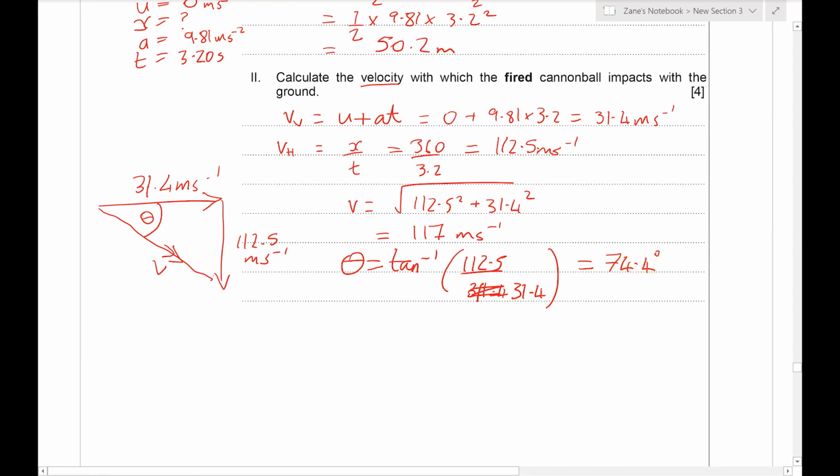If you put the angles or the velocities the wrong way around and do 31.4 over 112.5, you get about 15.6 degrees, and what you would have actually found is that angle that I'll mark phi there. Nothing wrong with that, you can actually find that angle so long as you mark it on the diagram as the one that you're actually finding. But a little mental test here, if we're looking at the angle I marked as theta, this side is bigger than this side, so this angle must be the larger of these two angles. So the correct answer for the original theta that I've drawn must be 74.4.